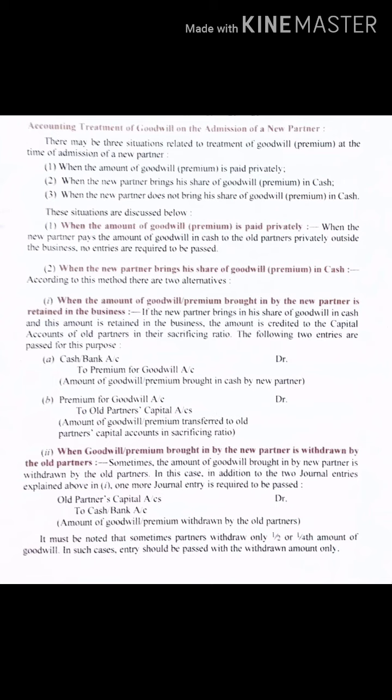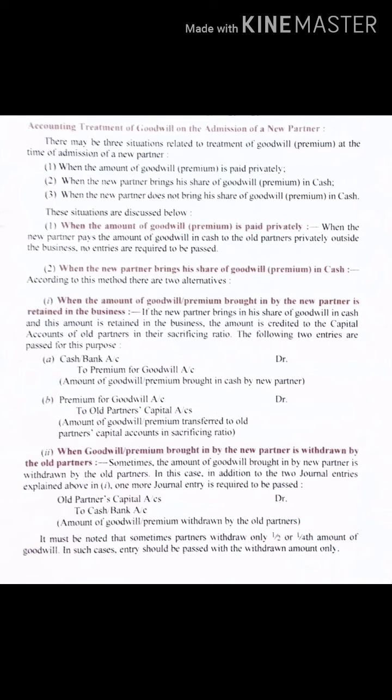Now when goodwill or premium brought in by the new partner is withdrawn by the old partner. Now what is the condition? Old partner is withdrawing the goodwill. Fine. Now what will be the entry? We have passed above two entries, one for receiving the goodwill, another for transferring the goodwill, right? Now we will pass those two entries similarly and add one more entry, that is third entry, when the amount is withdrawn. What will be the entry? Old partner's capital account debit to cash or bank account.